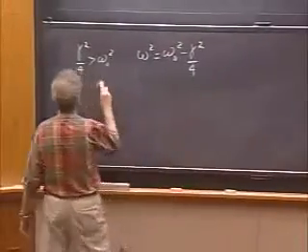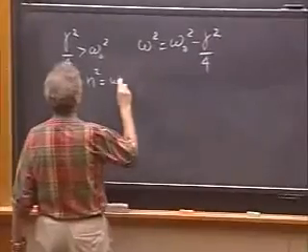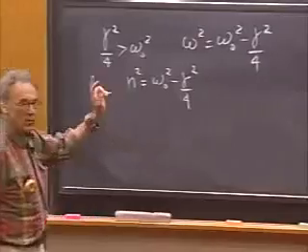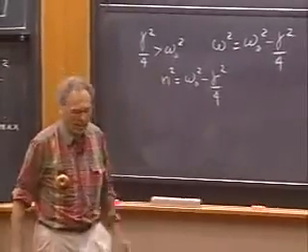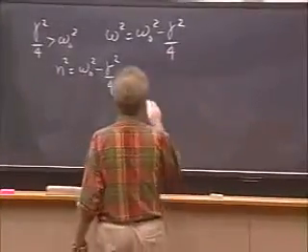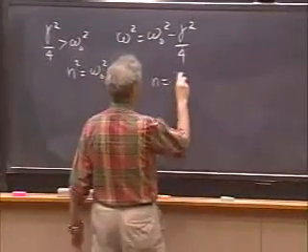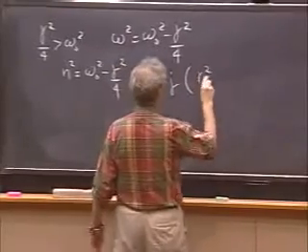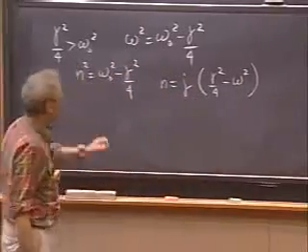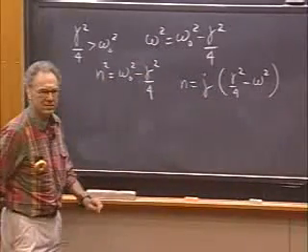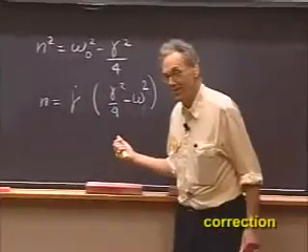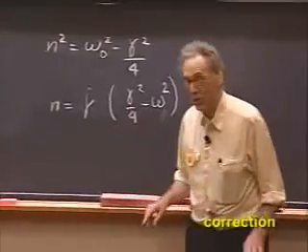Remember, we did have at one point in time n squared equals omega 0 squared minus gamma squared over 4, and then we recognized that n really is omega. Well, n is therefore also j times gamma squared over 4 minus omega squared. Because if you square this, you get that. Uh-oh. I did something weird again. I told you it's not my day.